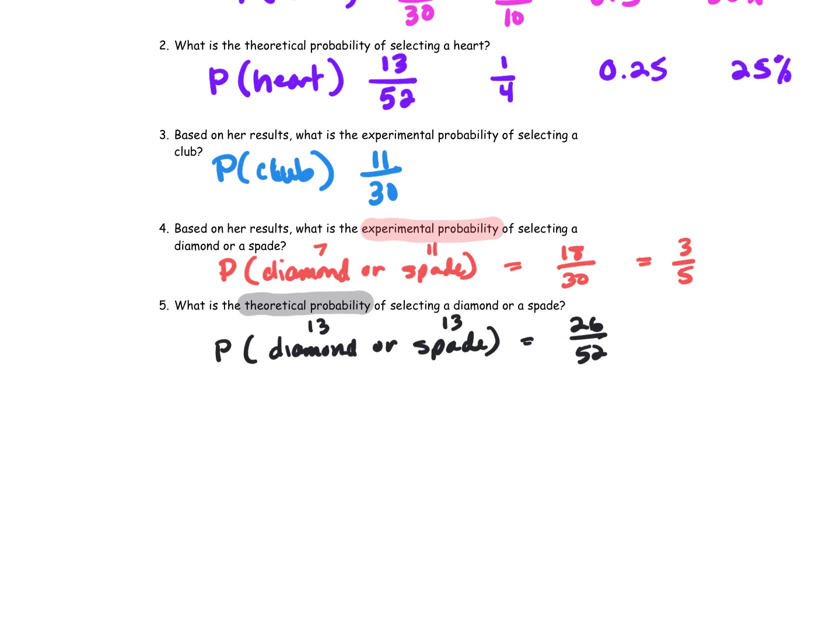And our last question is very similar, but it mentions theoretical probability, not experimental. So in the deck of cards, there are 13 diamonds, and there's also 13 spades. So we add those 2 up to get to 26, but instead of trials in an experiment, we have to think about how many cards are in the total deck. How many different outcomes could there be? Well, there's 52 cards in the deck, and that also can be reduced to 1/2.